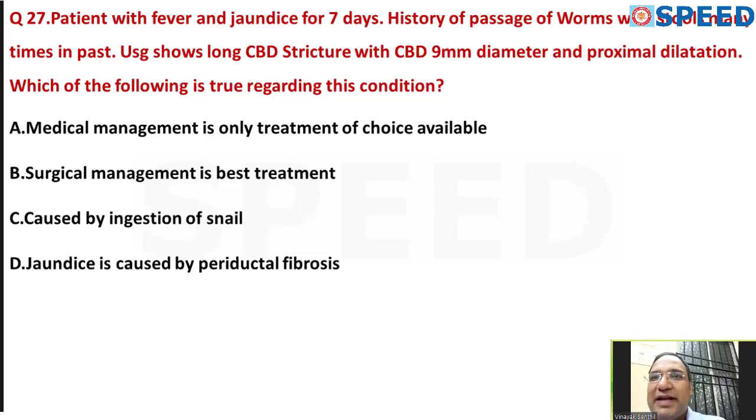27th question: patient with fever, jaundice for 7 days, history of passage of worms with the stools many times in the past. Ultrasound shows a long CBD stricture with CBD 9 millimeters in diameter and proximal dilatation. Which of the following is true regarding this condition? It's a straight question, easy and simple, discussed. The answer is caused by ingestion of snail.